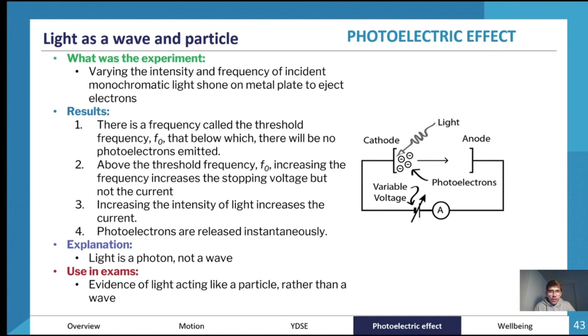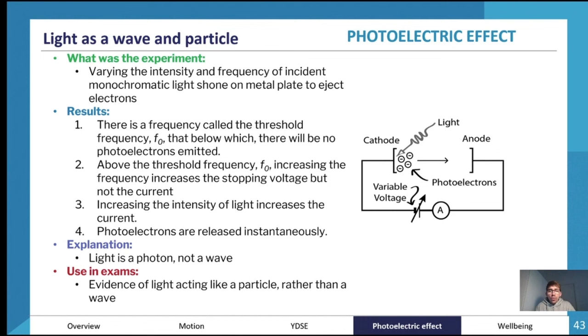But if it's the intensity of light that affects how much energy is being transferred through the system, which is going to be measured by the variable voltage, then that shows that light is a wave, because the intensity, which is measured by the amplitude of the wave, determines the energy of the wave. For example, a tsunami has more energy than a simple wave, whereas if light were a particle, the amount of energy would be determined by the frequency.